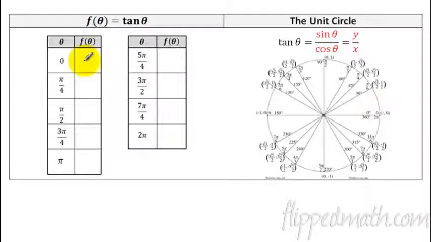So that's going to be a 0. When else is the y value a 0? Way over here at pi, so it's also a 0 there. And then it comes back around in a full circle again, and then this is 0. So that's where the tangent value is a 0.